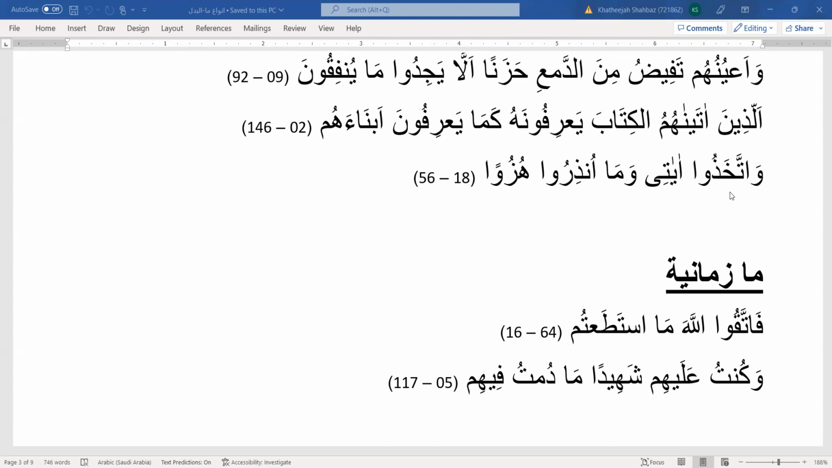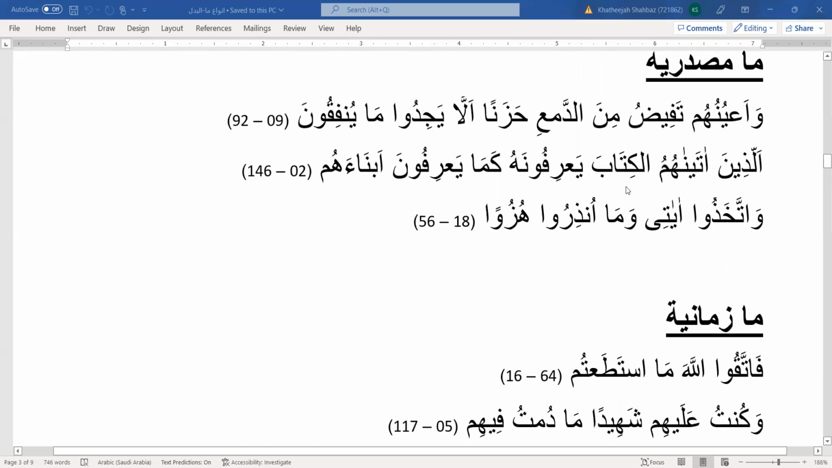And they took my signs and their warning. Anzara yunziru inzar. Inzarahum. And they took my signs and their inzar. Inzarahum. Huzwa. As a joke. So this ma, sometimes, there's a ma that can be ma mausula or ma masdariya. It's not really clear sometimes.